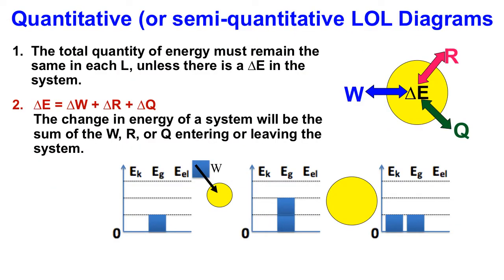Okay, so let's start to look at an example. We are going to track how much energy is in the system in every L, and any energy that is entering or leaving the system in every O. So here is an example. This is an LOLOL diagram. We have 3 moments in time. We have 1, 2, and 3.